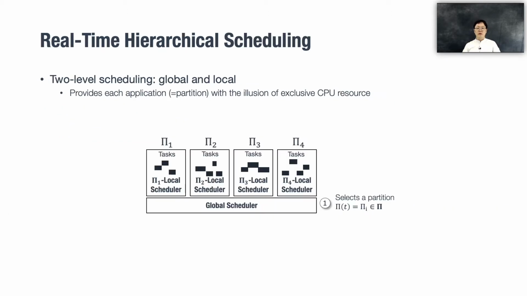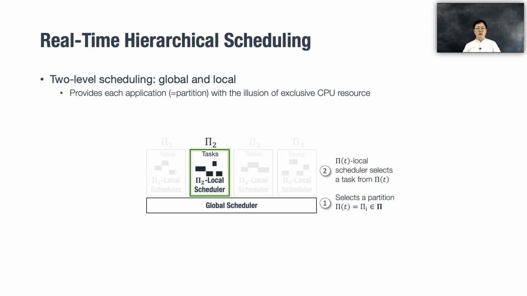So how can you partition CPU time? Real-time hierarchical scheduling is a class of scheduling approaches where a scheduling decision is made in two steps. First, the global scheduler picks a partition according to the global scheduling policy. Here, a partition has a number of local tasks. Then, the local scheduler of the selected partition schedules its local tasks according to its local scheduling policy. This way, each partition has an illusion that it has exclusive access to the CPU.